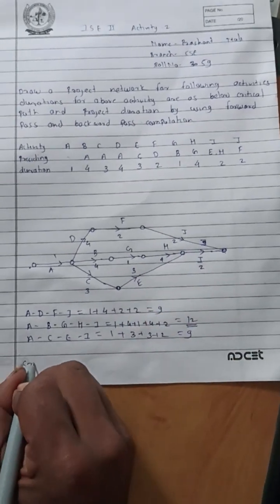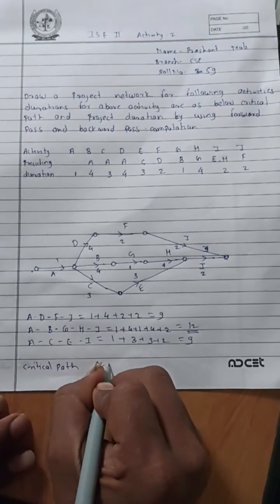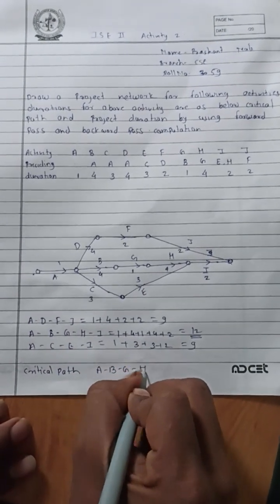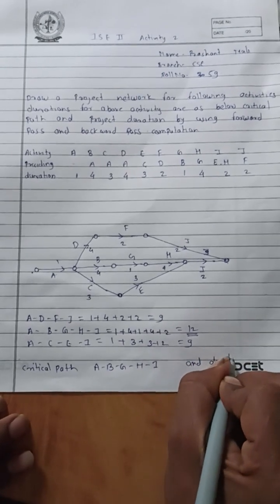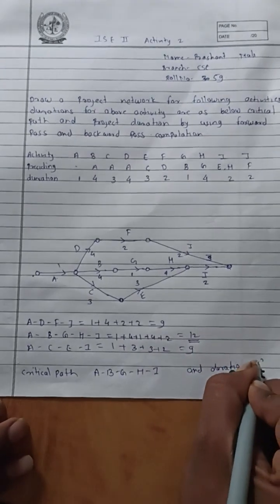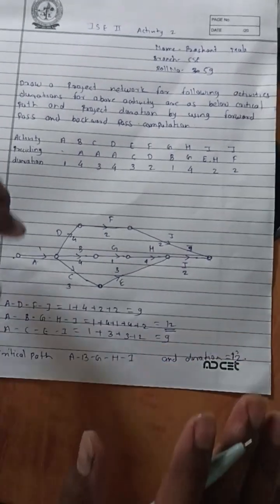So the critical path is A to B, B to G, G to H, H to I, and the duration is 12. Now this is the traditional way to find the critical path.